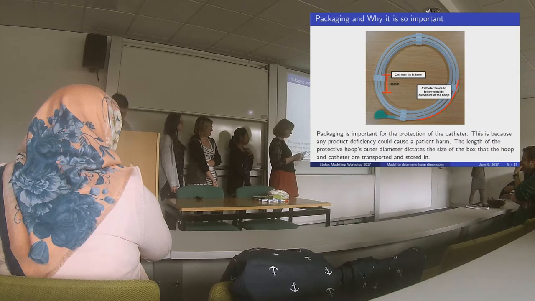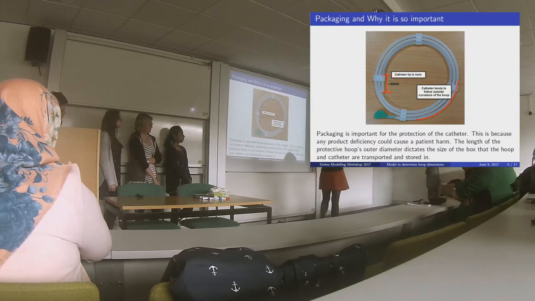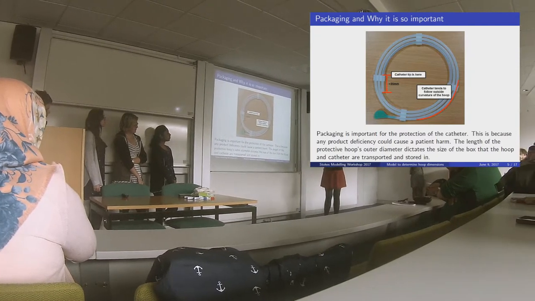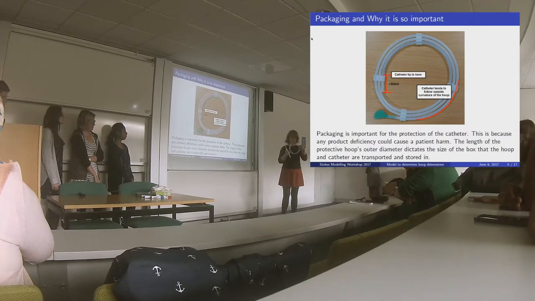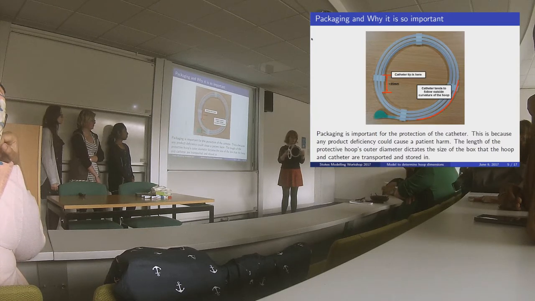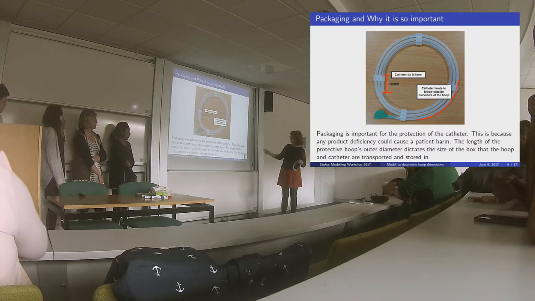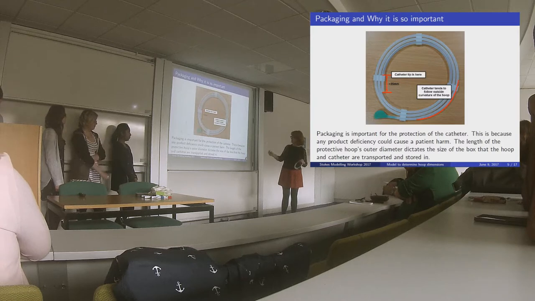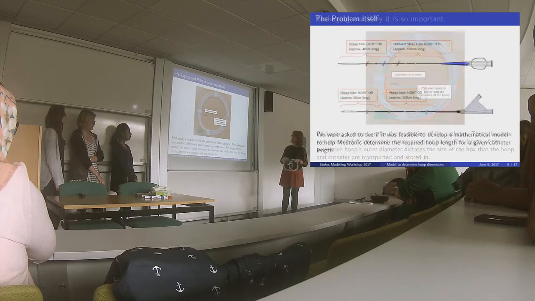Obviously these are really expensive and important, so they need protection. So we're given these problems. This is what houses the catheter, and if the catheter doesn't fit properly into the tube, it's left exposed like this, which could damage the stent itself, or it could also tear the packaging. And these are the dimensions of a typical hoop, and we obviously don't want it to be bent too much because it's going to affect the actual material.